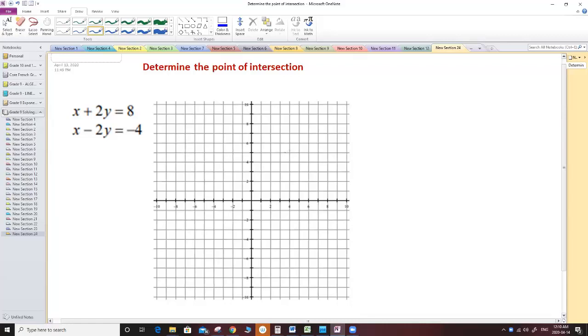How can we determine the point of intersection? If I have two equations, and you can see them here, they are in standard form and not really in the slope and y-intercept form. So I don't have a choice.